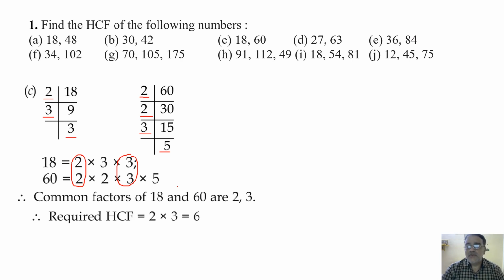Right. Now next is 27 and 63. Let's first find the prime factorization of 27. First divide by 3.